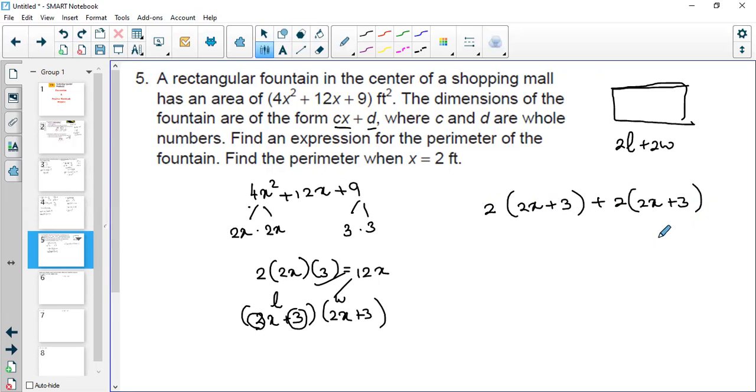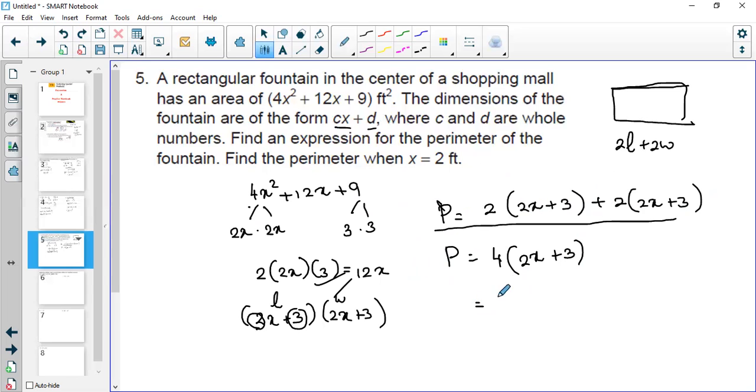But rather than writing it like this, it's always better to write it as 4, because 2 plus 2 is 4, so we could still simplify this. So this is the perimeter, but we can still simplify. We could write this as 4 times 2x plus 3. Or even you can leave it like this. It's perfectly fine to leave it like this as well, but then we can still simplify. Now once we have found the formula for the perimeter, find the perimeter when x is equal to 2.